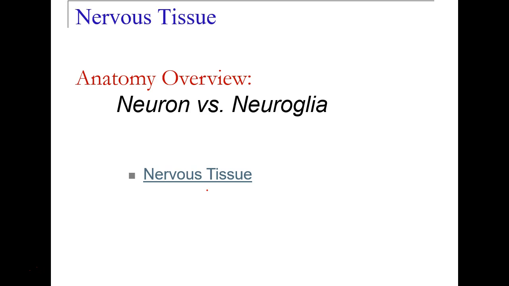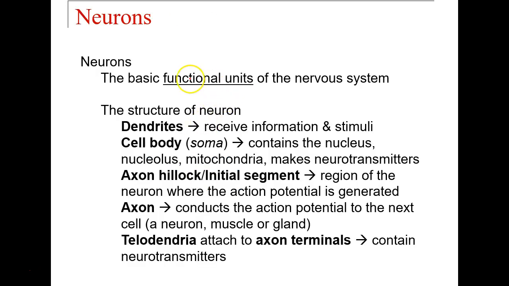So the two different types of tissue, we have neurons and neuroglia. Neurons are going to be the functional units. These are the units that are electrically excitable. They are sending the nerve impulse or action potential. Structure of a neuron, we have dendrites, cell body, the initial segment or axon hillock, the axon itself, and telodendria or the axon terminals.